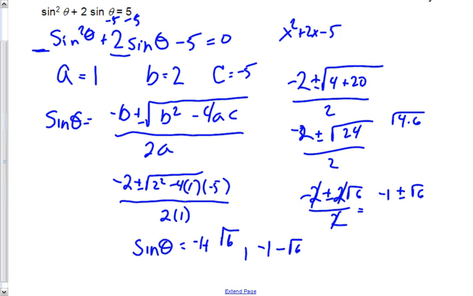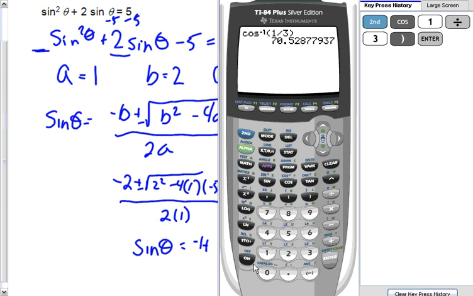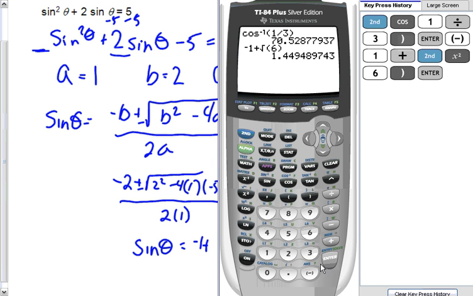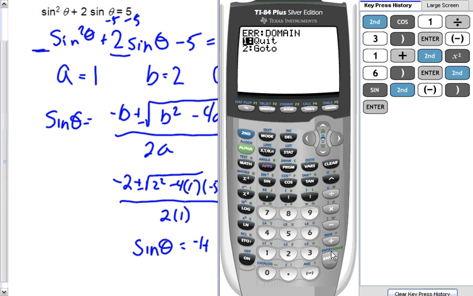All right, let's see what those numbers are, because I can't think of them. Negative 1 plus the square root of 6 is 1.4494 and so on. It doesn't help me, because if I arcsine this answer, you can see, what did I get? Error, domain. Well, it just means it wasn't between negative 1 and 1. So guess what? No solutions to that. Alrighty, so that one's done.